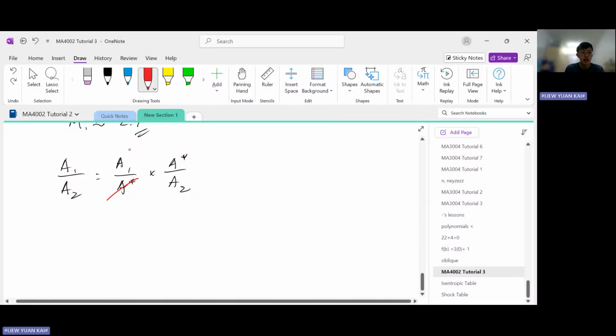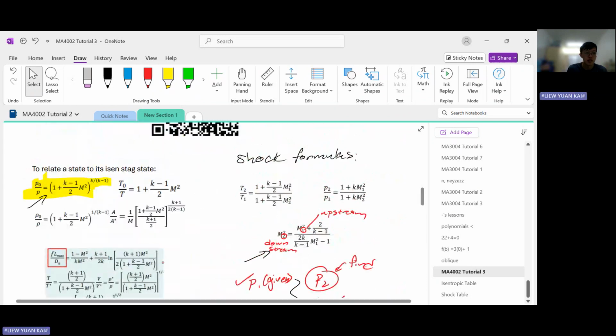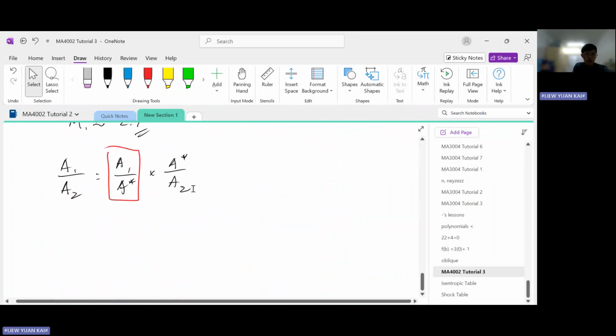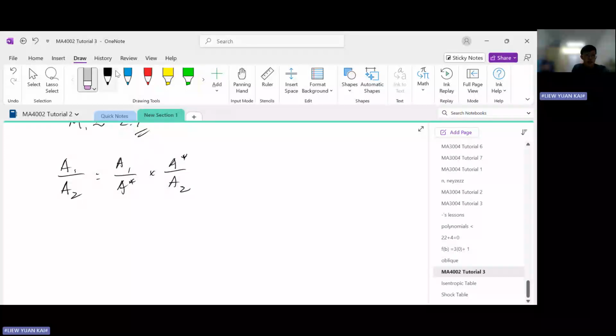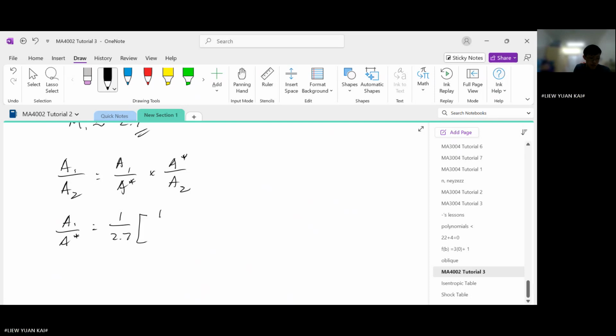It just so happens that we have formulas for these individual fractions. We have a formula for this, which is given by this. Likewise for A star over A2, it's just the reciprocal of that. So let us go ahead and find the two individual fractions. A1 over A star is given by that formula, so I'm going to apply it, replacing the Mach number with 2.7, which is what we found just now.